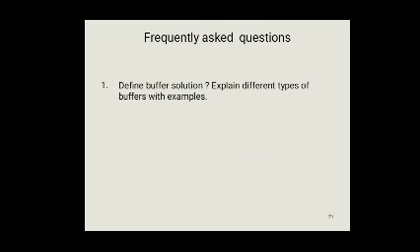Explain different types of buffers with examples. Buffer solutions are of two types: acid buffer solution and base buffer solution. An acid buffer solution is a mixture of a weak acid and its salt of a strong base, for example acetic acid and sodium acetate, CH3COOH and CH3COONa. A basic buffer solution is a mixture of a weak base and its salt of a strong acid, like ammonium hydroxide and ammonium chloride, NH4OH and NH4Cl.